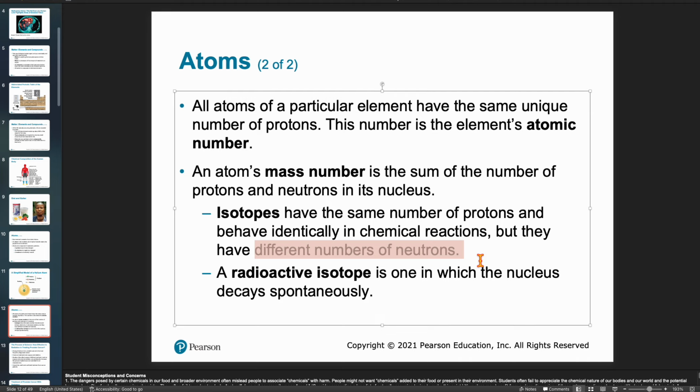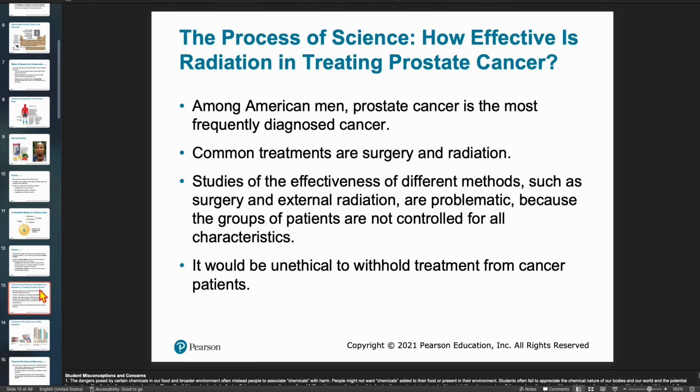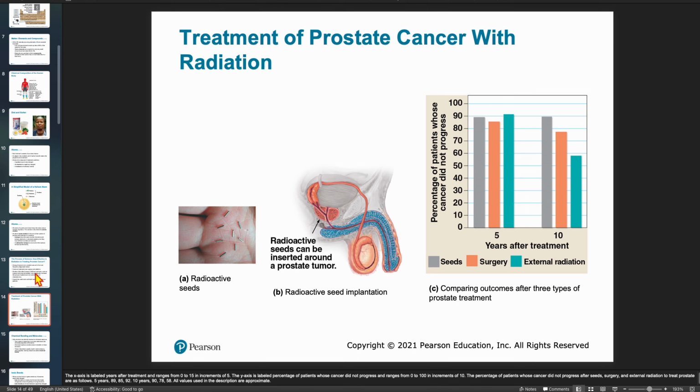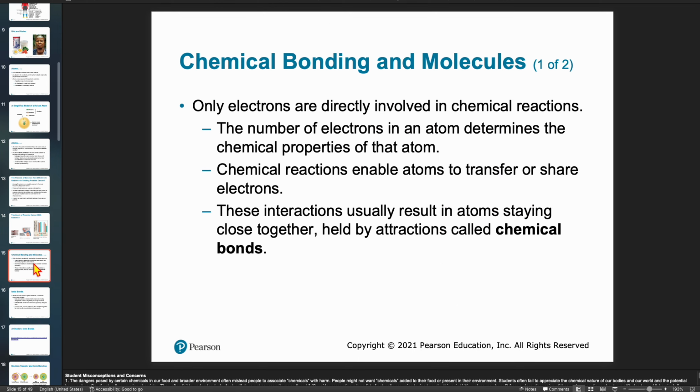So if the protons and neutrons make up the mass and the mass changes, then by default it means that the neutrons have to change as well. So if the carbon is 12, then the neutrons will be 6. If the carbon's 14, then the neutrons will be 8. Okay? All right, that's important. Next slide. Okay, don't care. Don't care. Okay, chemical bonds, I do care.